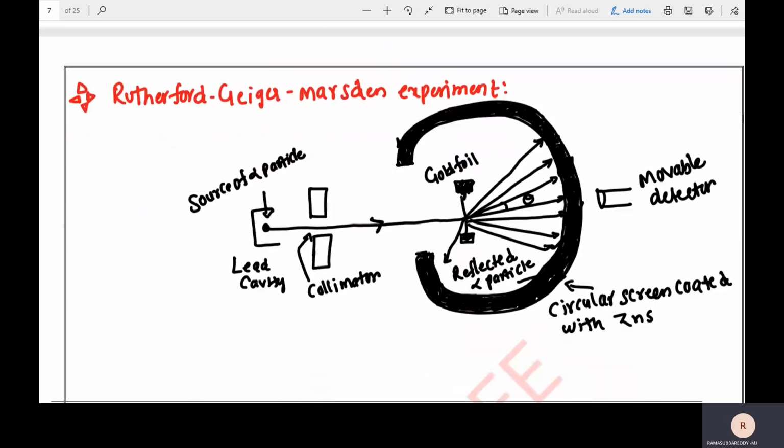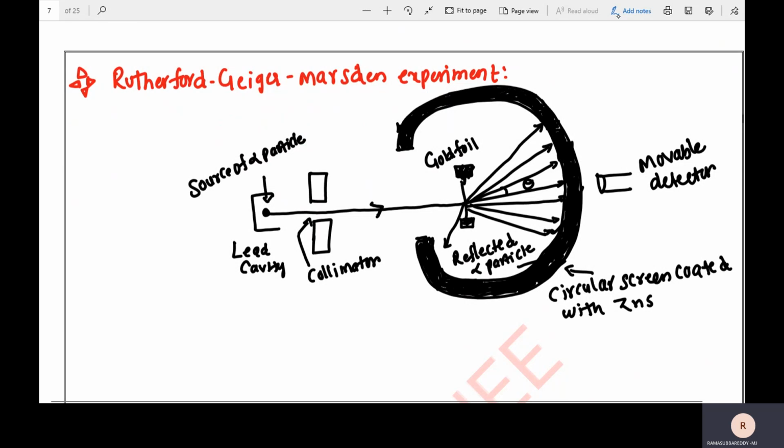The Rutherford-Geiger-Marsden experiment. Rutherford did some experiments with his colleagues Geiger and Marsden. What is the experiment? Why did he do this experiment? We'll discuss in detail. Here we have a source of alpha particles. What are alpha particles? This is also called alpha particle scattering by thin gold foil.